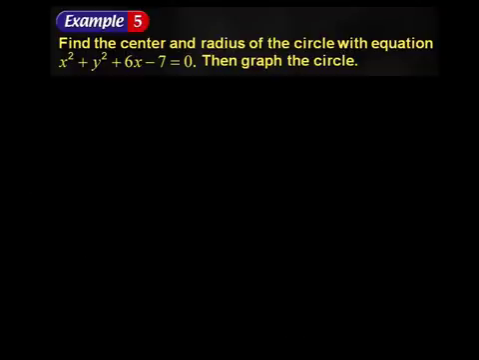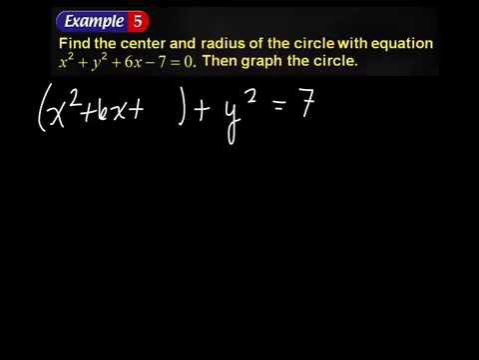Now this is beyond the scope of what we tried in geometry, but we're ready for it now. We've been doing lots of completing the square. Find the center and radius of the circle with the equation x^2 + y^2 + 6x - 7 = 0, then graph the circle. So we've got x^2 + 6x plus some constant to complete the square, plus y^2, and I didn't need to complete the square there because there was no coefficient times y term, and I move the 7 to the other side.